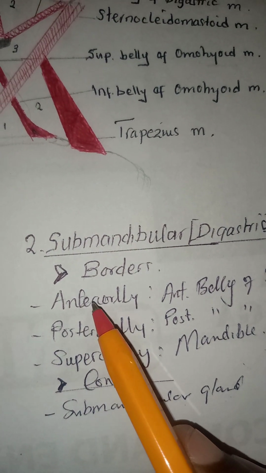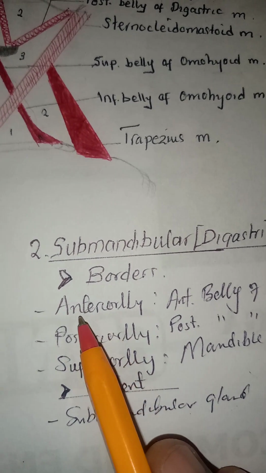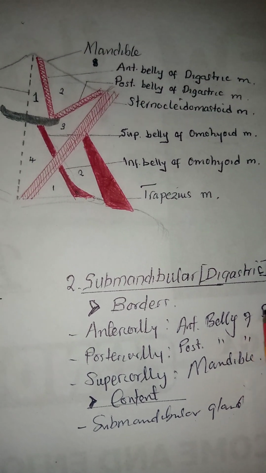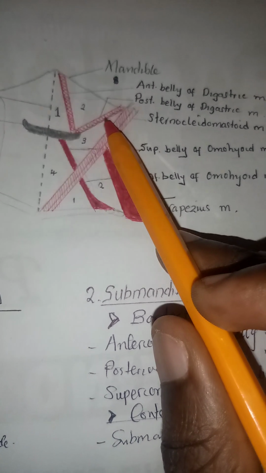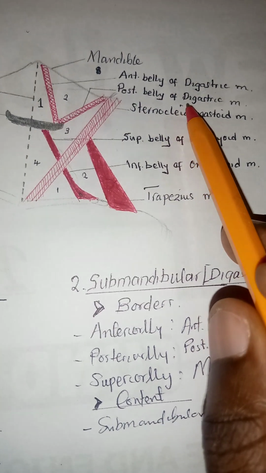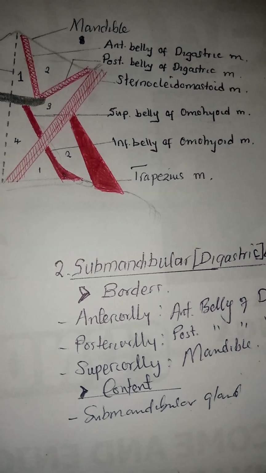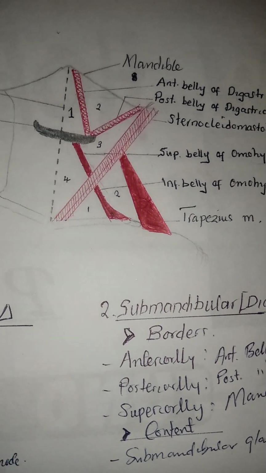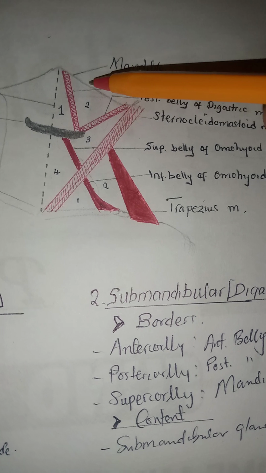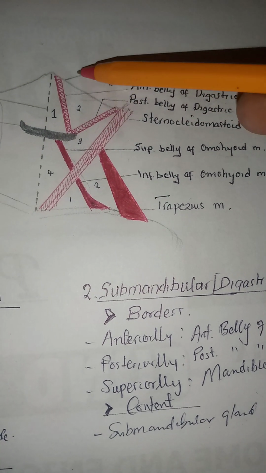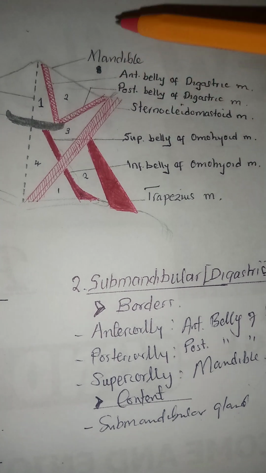So on the anterior aspect is basically the anterior belly of digastric. On the posterior aspect, it is the posterior belly of digastric muscle. What about the superior aspect? On the superior aspect, we still have the mandible. If you want to be specific, it's the base of the mandible. Alright, we are good to go.